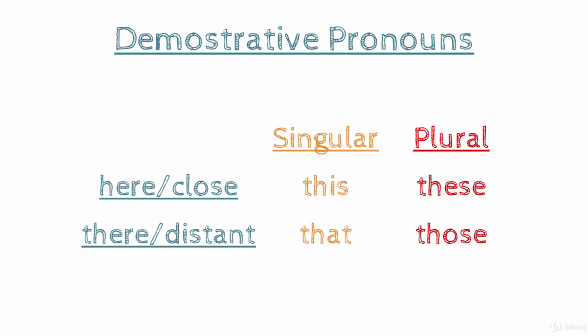Here, or close, we're going to use this in the singular. There, or distant, when something's distant, we're going to use that. Okay? And in the plural, we're going to use these and those. So it's very simple. This, close. That, distant. These, close. Those, distant. Well, guys, for today's lesson, that's it.